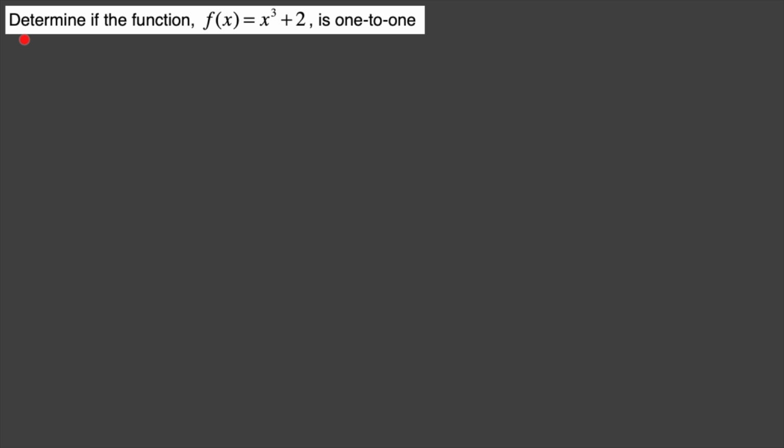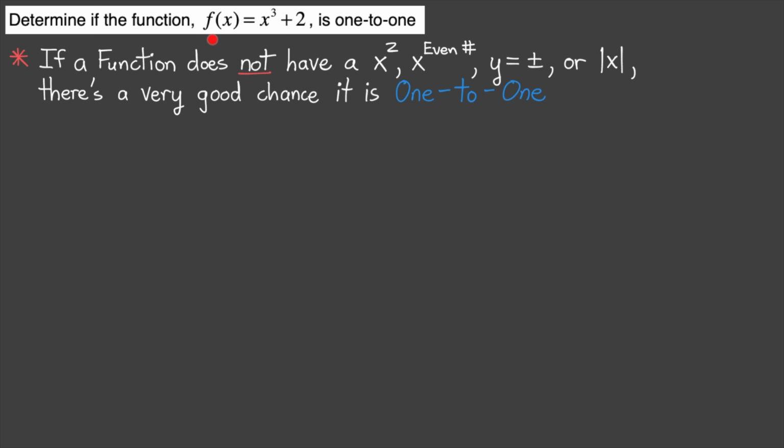This question says, determine if the function f of x equals x cubed plus 2 is 1 to 1. So how do we tell if a function is 1 to 1? Here's your good rule of thumb to apply to just looking at a function.